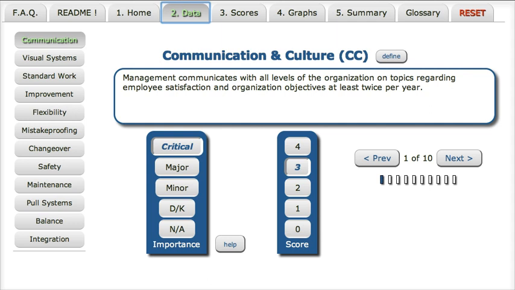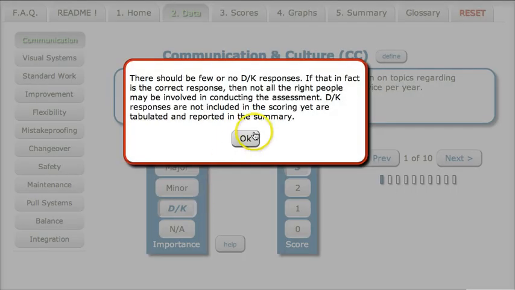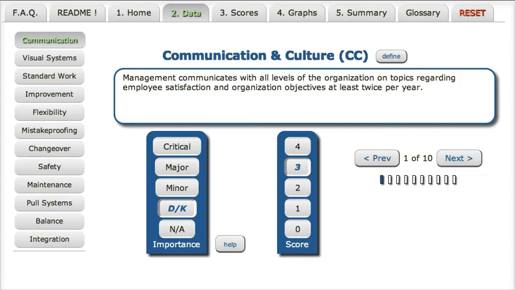Notice that if we select DK, don't know, as our response, a pop-up cautions us about it. Although DK and NA, not applicable, responses are not included in the scoring, they still may be significant, so we don't want to lose them. More about that in a moment.